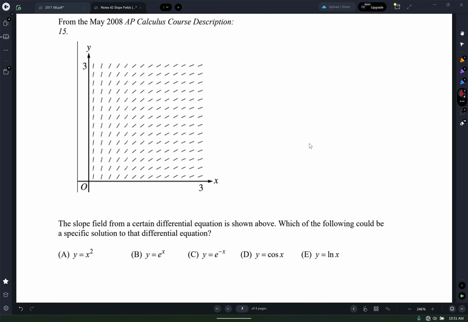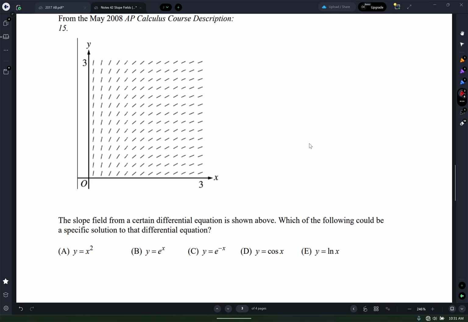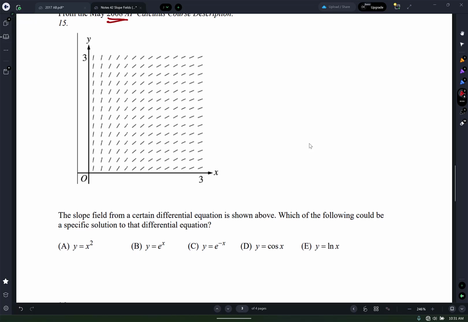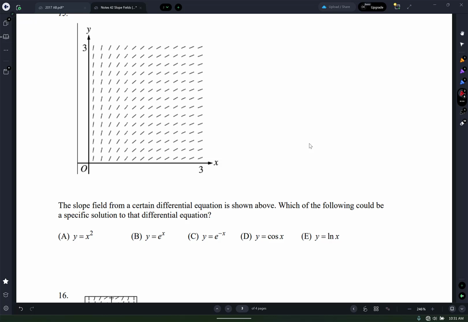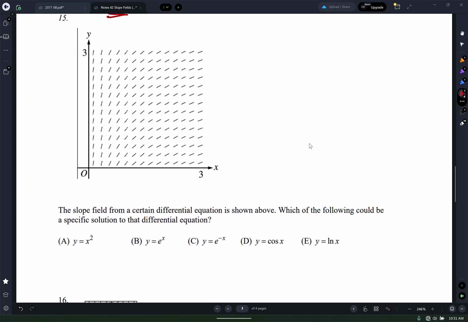Relax, we're good. This was from an old course description. It says, given the slope field from a certain differential equation shown above, which of the following could be the specific solution to the differential equation? Does it look like I have a y equals x squared embedded in that slope field?